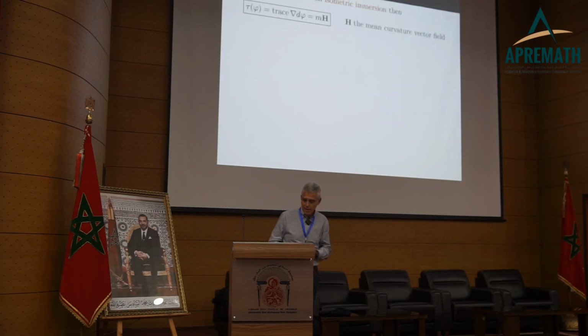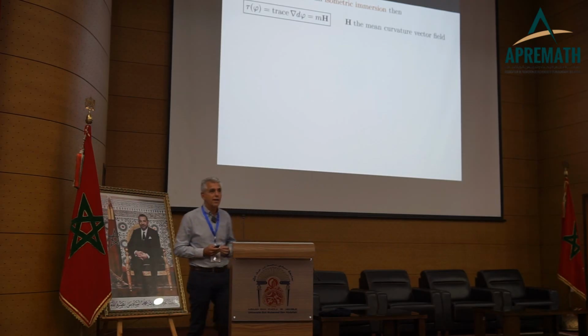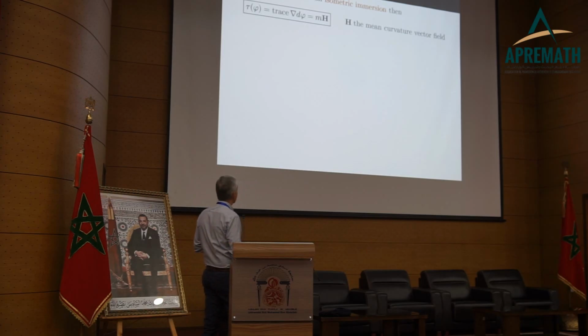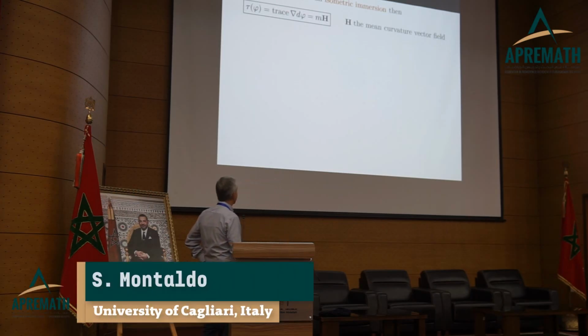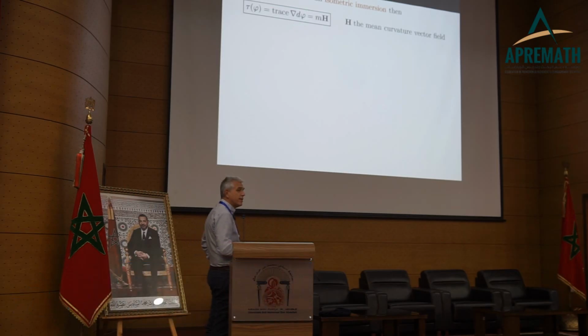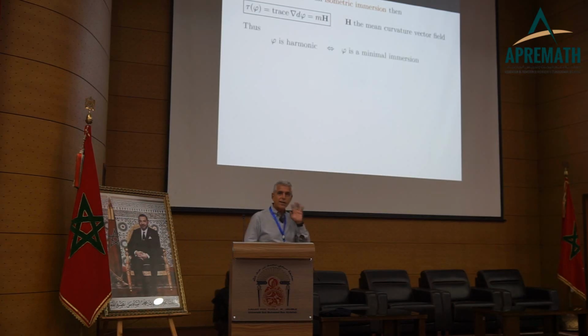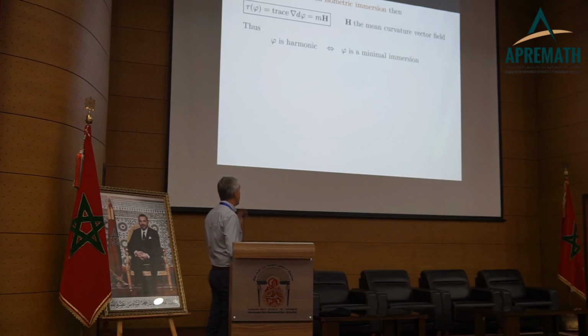As the title says, my interest is in submanifolds, or more generally in isometric immersions. Suppose then that your map is an isometric immersion. In this case, the tension field, as I told you, is the trace of the second fundamental form of the map. But in the case of an immersion, the second fundamental form of the map is just the second fundamental form of the immersion. If you trace it, you just get m, the dimension of M, times the mean curvature vector field. So from here you deduce that if you restrict yourself to isometric immersions, then the harmonic ones are exactly the minimal ones. So you get a different way of thinking about minimal immersions.